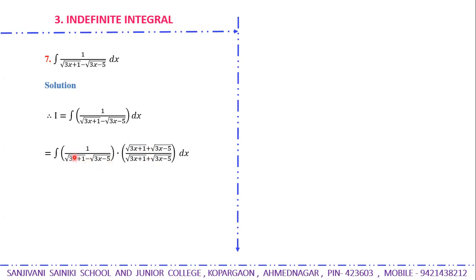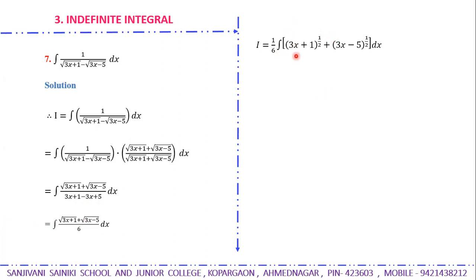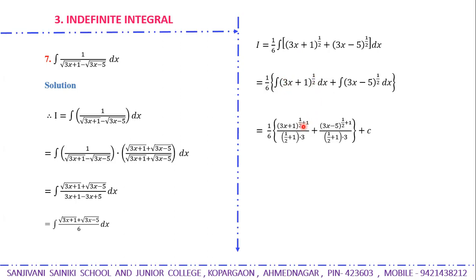Multiply, so it becomes a minus b times a plus b, which is nothing but a square minus b square, and the numerator will be as it is. Now here 3x minus 3x cancels and 3 plus 1 is 6, so we can take 1 upon 6 outside. Integration of this, 3x plus 1 bracket raised to 1 by 2 and 3x minus 5 bracket raised to 1 by 2. So for ax plus b raised to n, its integral is given by (ax plus b) raised to n plus 1 upon n plus 1 into a. So (3x plus 1) raised to 1 by 2 plus 1 upon (1 by 2 plus 1) into 3. This 3 is the coefficient of x. Here also the same formula will be used, and then simplify.